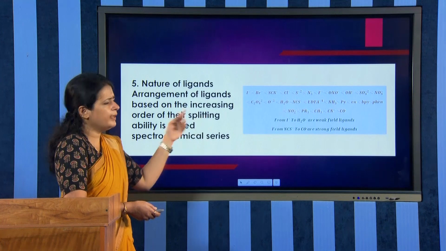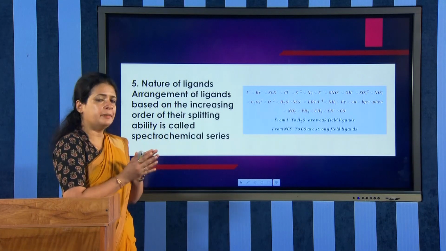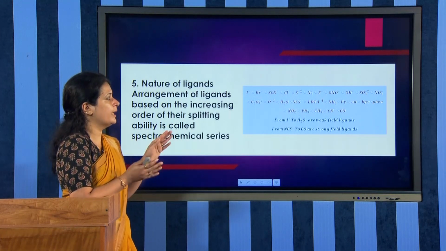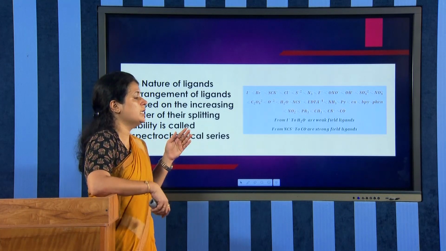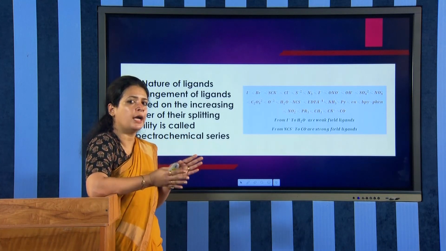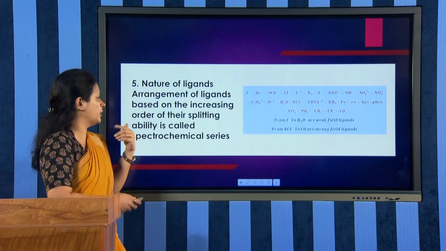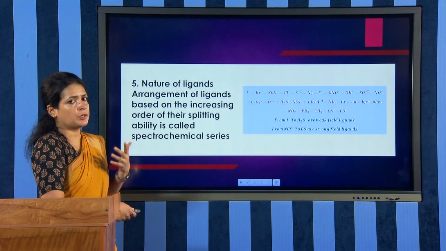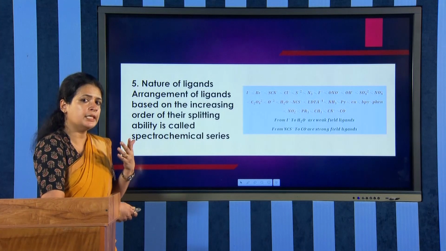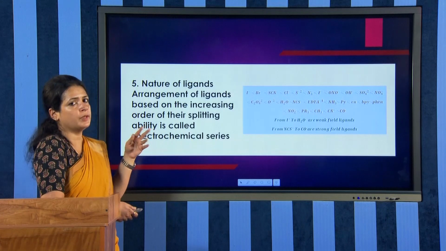So, when weak field ligands are present in the complex, the splitting of d orbitals will be very much less, and when there are strong field ligands, for example a CO ligand or CN minus ligand, such complexes will have a high crystal field splitting. And that is all about the spectrochemical series. What is the spectrochemical series? It is the arrangement of ligands based on the increasing order of their splitting ability.